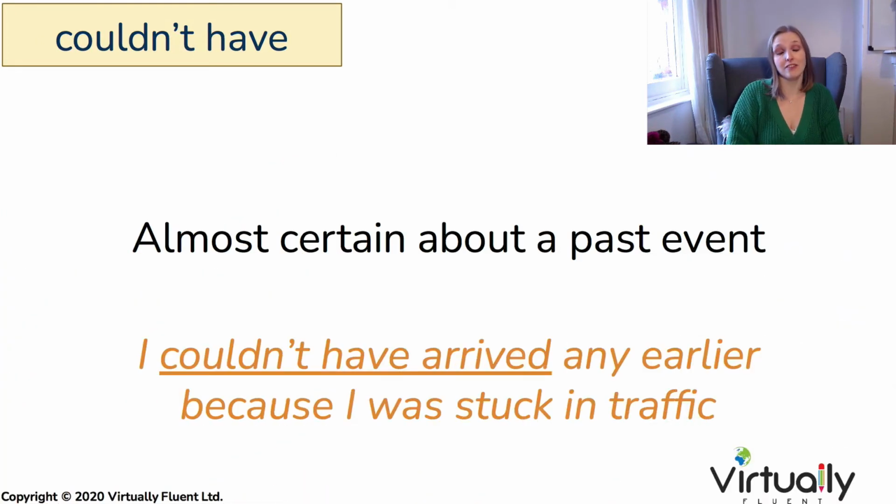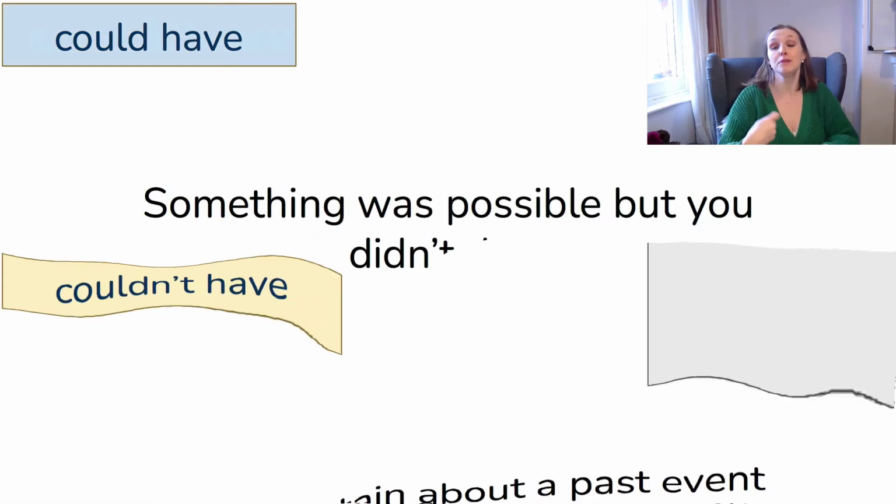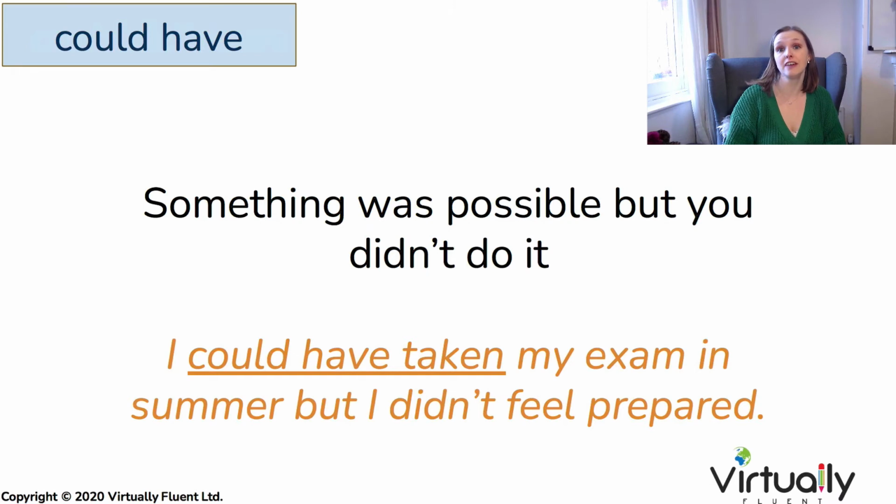Now, couldn't have is slightly different in the negative form because it's slightly stronger. It's much higher than 50%. In fact, you're almost certain about a past event happening. For example, I couldn't have arrived any earlier because I was stuck in traffic. But just be careful because could have and couldn't have both have alternative meanings in their past forms.